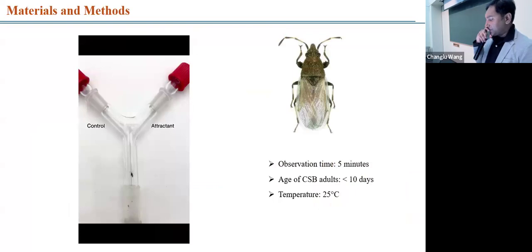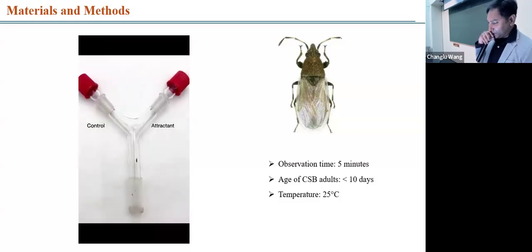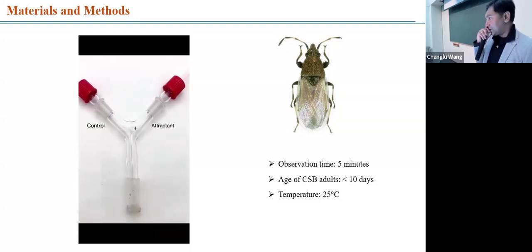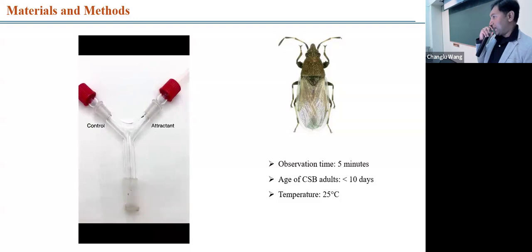The observation time was 5 minutes, and the age of the CSB adults was less than 10 days. We kept the temperature at 25 degrees Celsius. Here you can see the attractant and the control, and the cotton seed bugs choose the attractant.